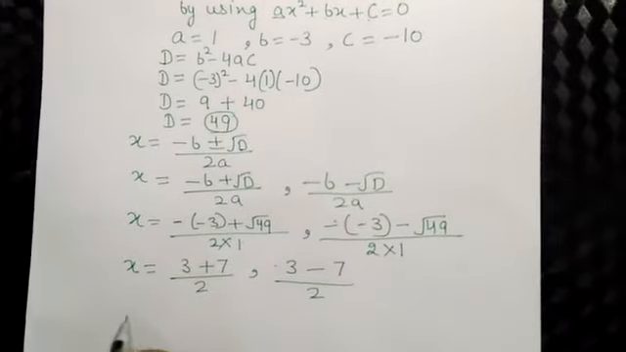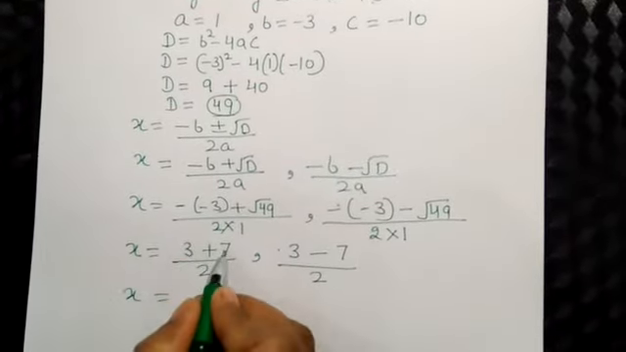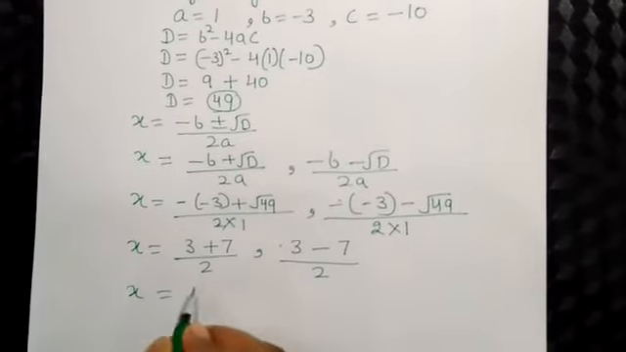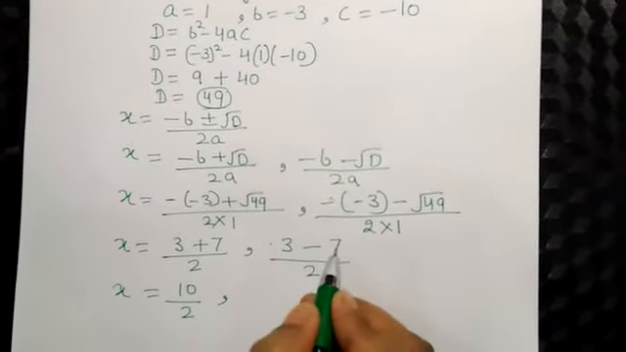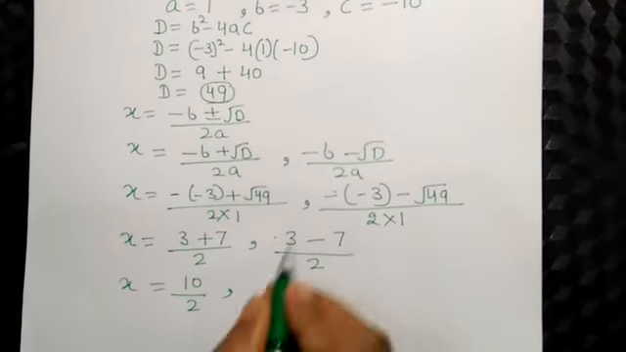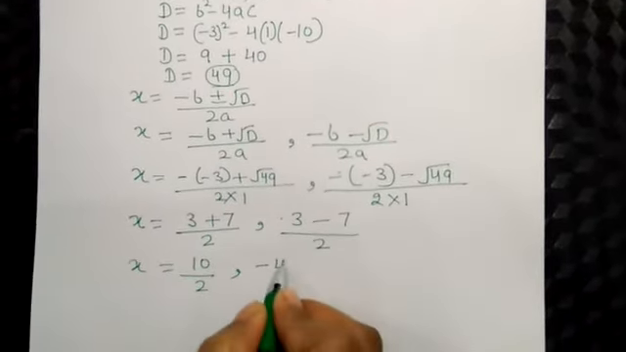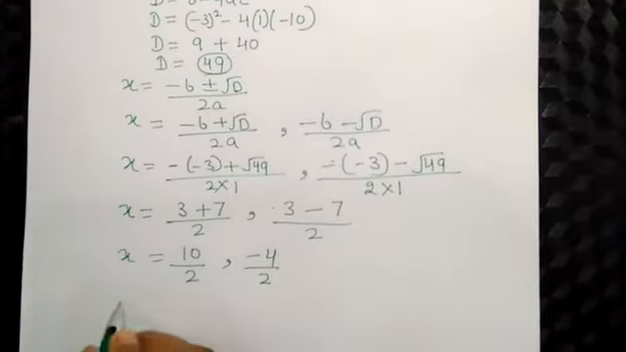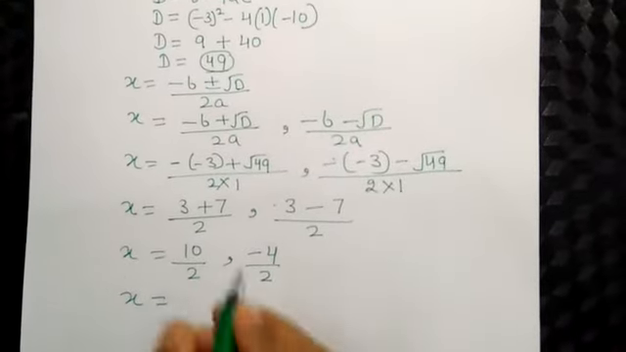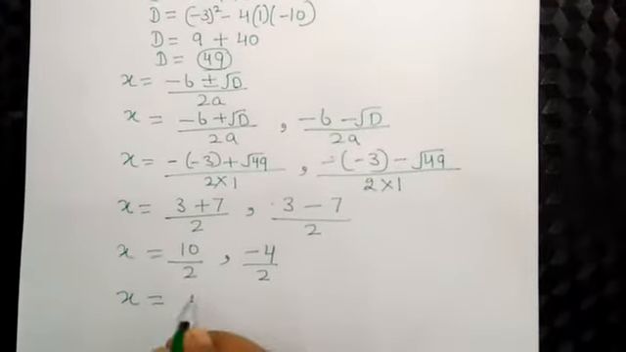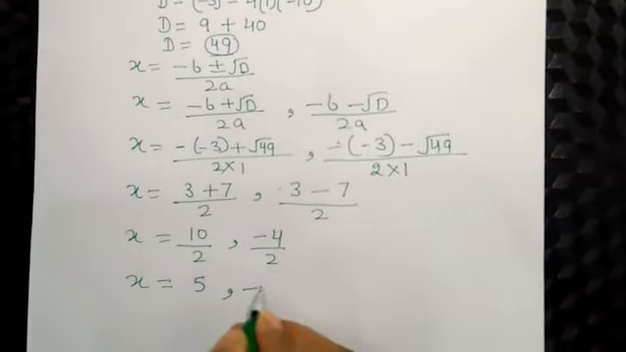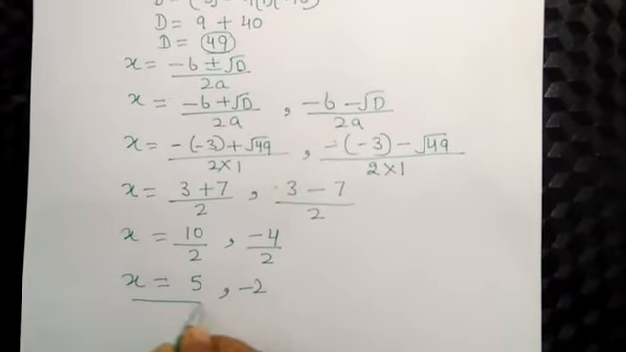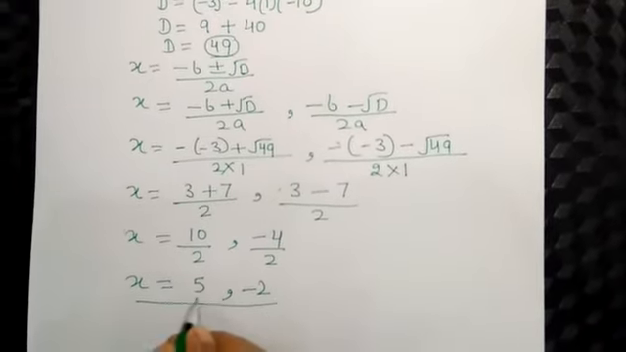We add 7 and 3 together and get 10, 10 upon 2, and we subtract 7 from 3 and get minus 4. Our x would be, we divide 10 by 2 and get 5, and we divide minus 4 by 2 and get minus 2. So these are our x values, 5 and minus 2.